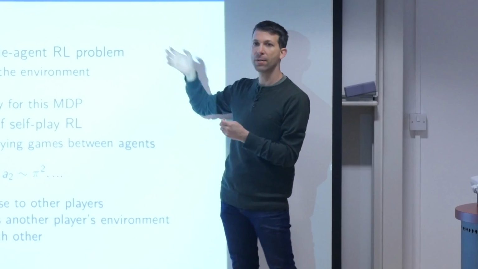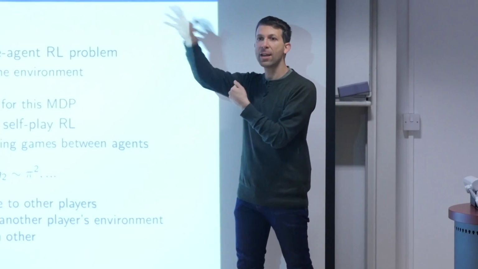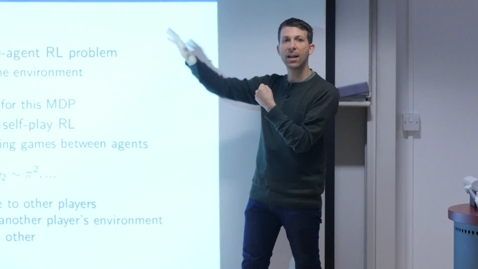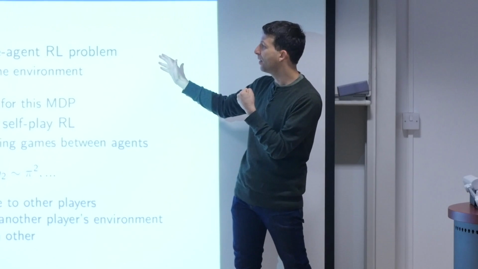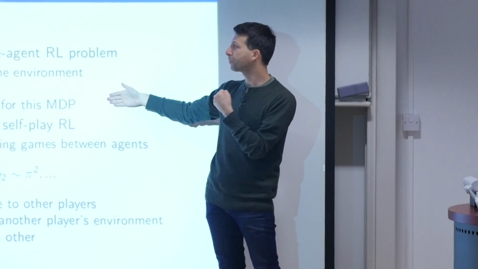So you can always think of this multi-agent problem as reducing to a single agent problem whenever the other players are fixed. So if you fix the other players' strategies, it's just an MDP. And the best response is actually the optimal policy for this MDP.